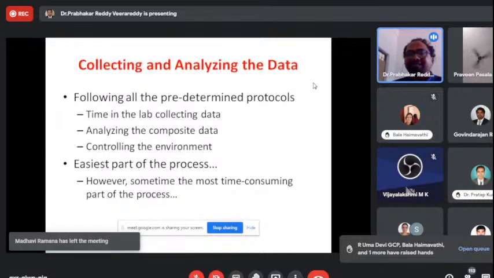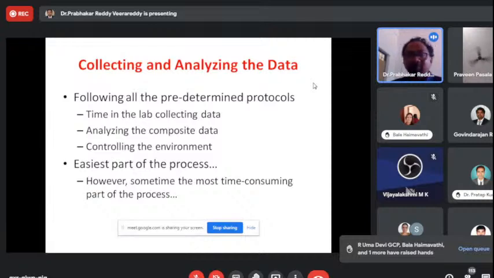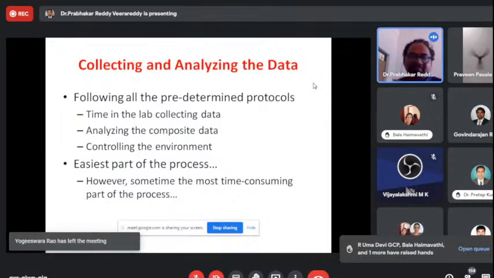So collecting and analyzing the data, following all the predetermined protocols, time in the lab, collecting data, analyzing the complex data, controlling the environment. However, sometimes it is the most time-consuming part of the process. Generally, at the MPharm level, you will give 3 months time for literature, the remaining 6 months for your work, and the last 3 months for writing your thesis.